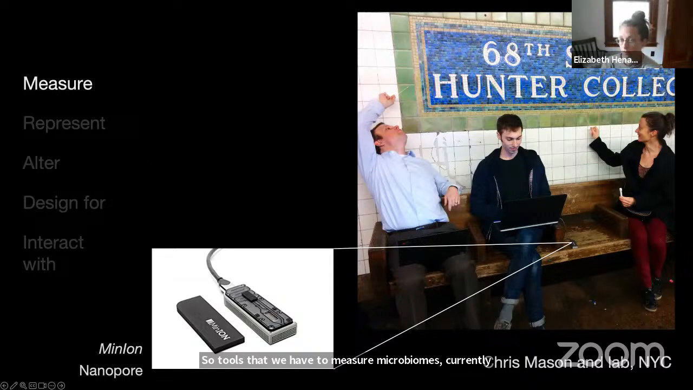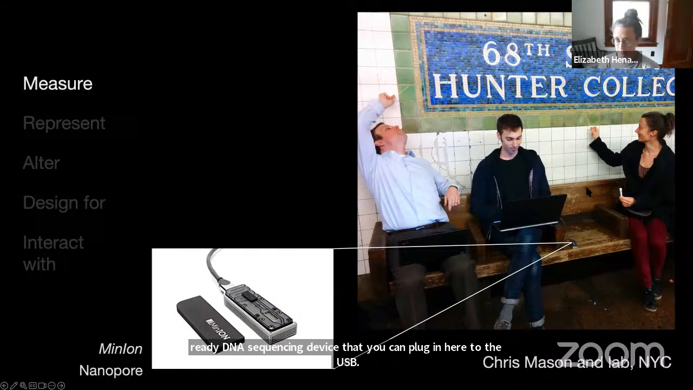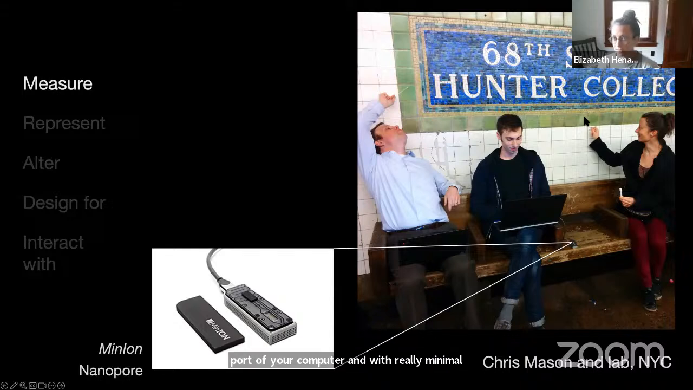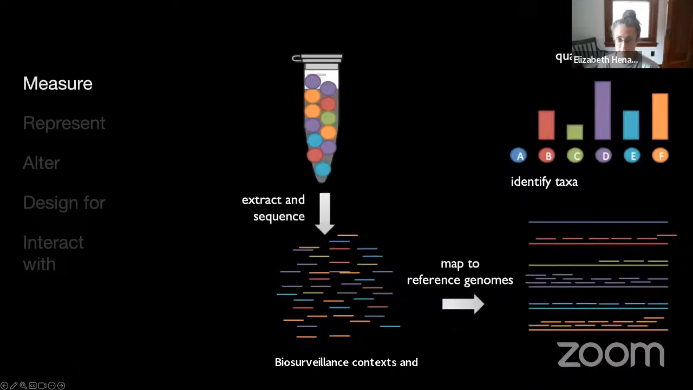sequencing technologies. You can do that in the lab, but you can also do that in the field. This is an example of a field-ready DNA sequencing device that you can plug into the USB port of your computer, and with really minimal preparation, you can take samples from the environment and get a DNA sequencing readout immediately. This has been used in biosurveillance contexts and also in the field.